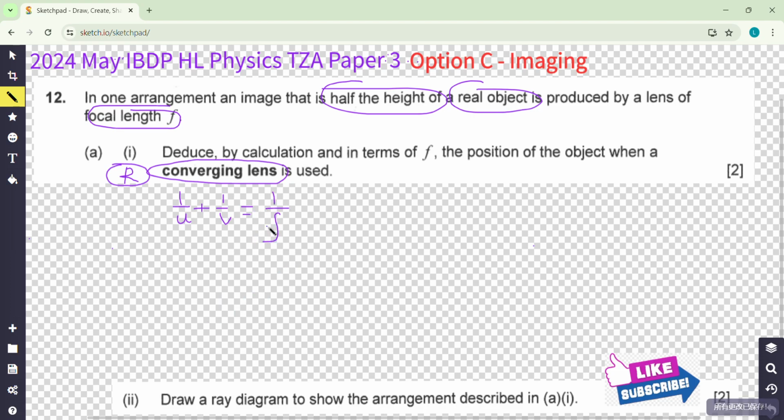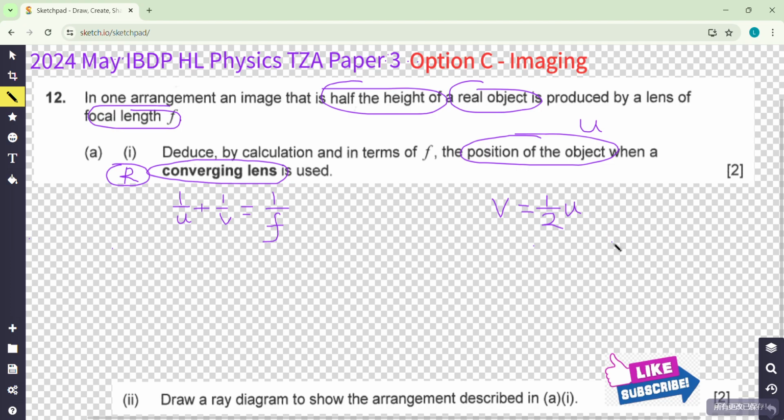And then we have to substitute. It talks about the position of the object, which means you look for u. So express v in terms of u. Image size and image distance are proportional. So the image is half, so v is also half of u.